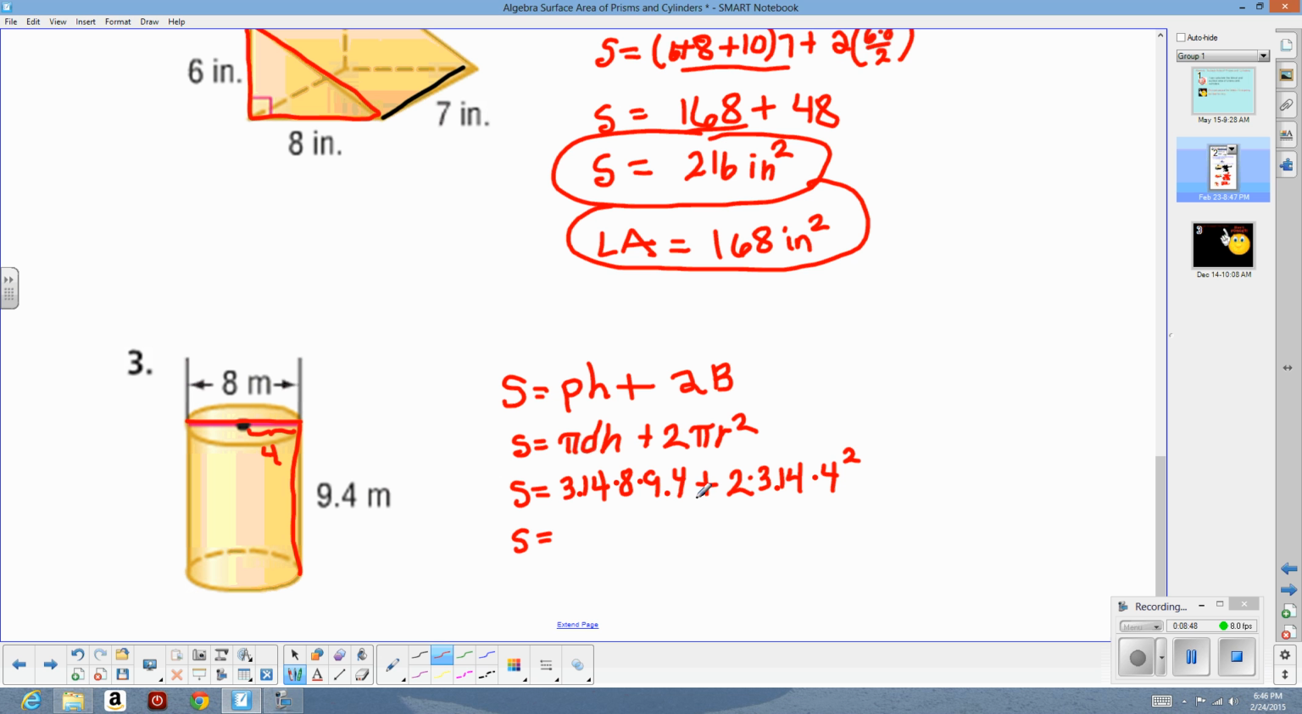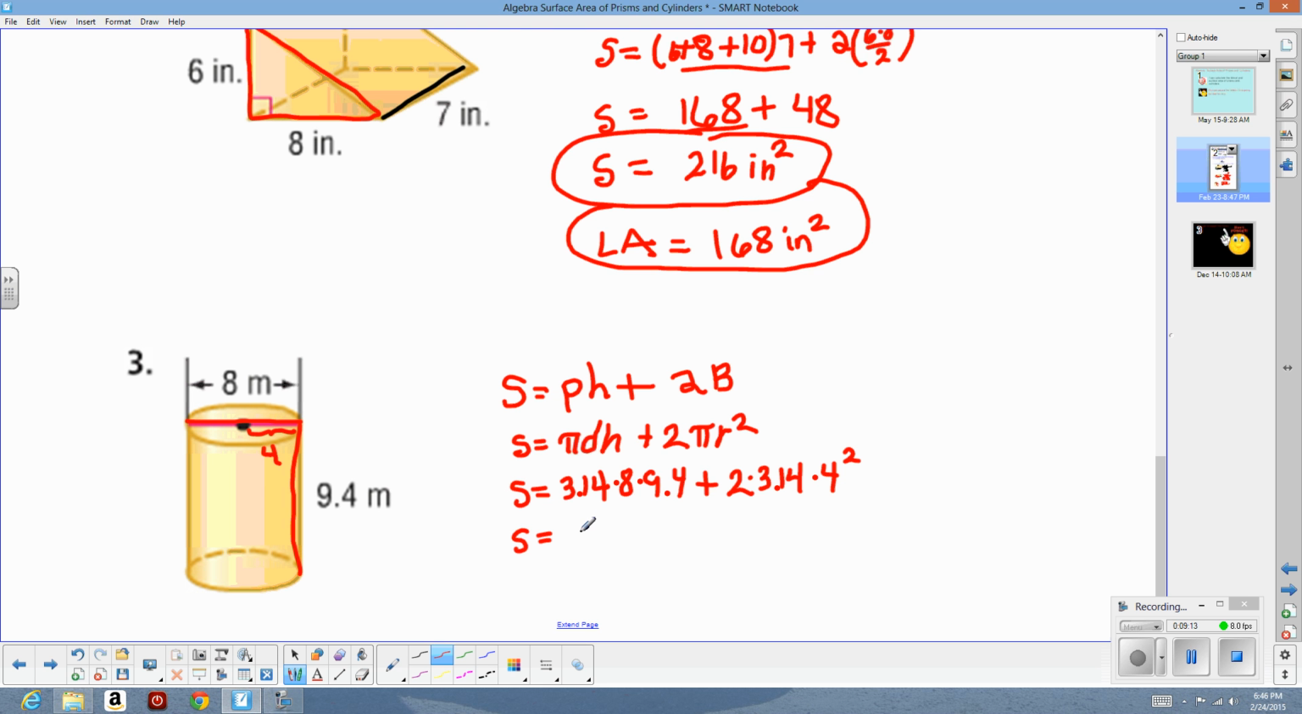Also, depending on the problem, you would get a more accurate answer if you just put the whole thing into your calculator and do the rounding at the end. But we're going to go ahead and do this just the two separate pieces since we want the lateral area too. So I'm going to go ahead and multiply 3.14 times 8 times 9.4.